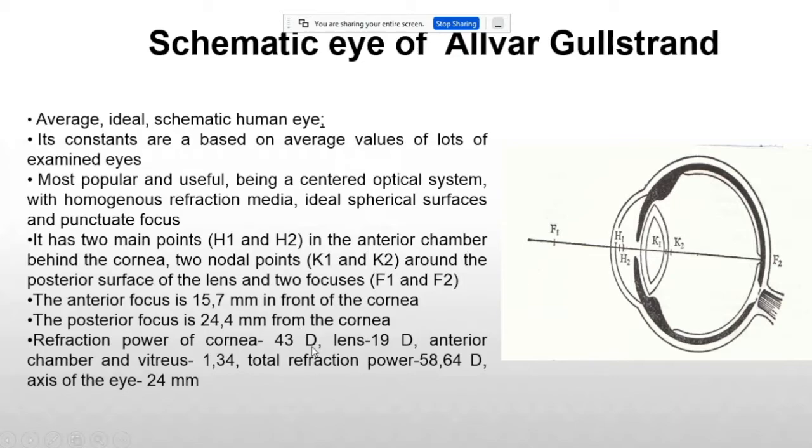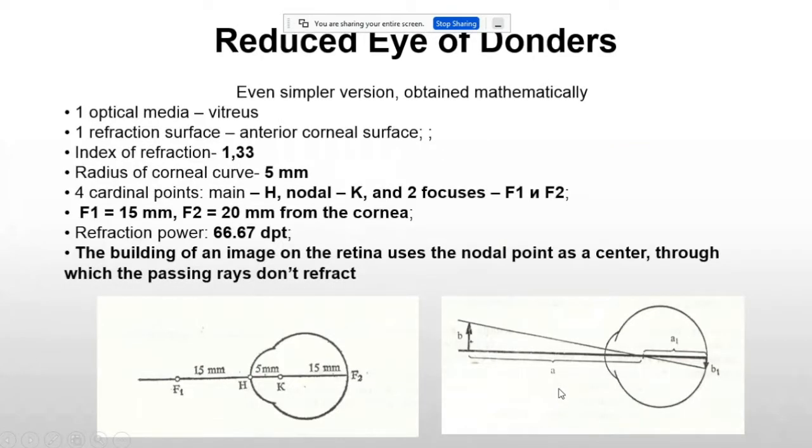And as we said, because of these calculations of the Gullstrand schematic eye, we have these numbers: the average diopters of cornea 43, lens 19, and the anterior chamber refraction power. The average axis of the eye, so that's the anterior posterior length, is about 24 millimeters, and the refraction power of the Gullstrand eye is calculated as 58.64 diopters.